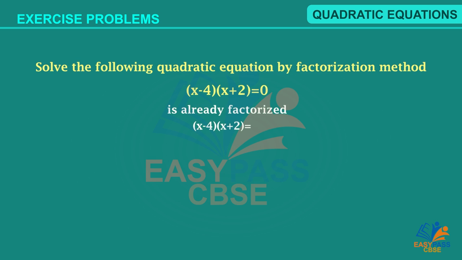Product of two numbers equal to 0 means either of them or both of them must be zero. So x minus 4 equal to 0, x is equal to 4, and x plus 2 equal to 0, therefore x is equal to minus 2. The roots are x is equal to 4 and x is equal to minus 2. Next one.